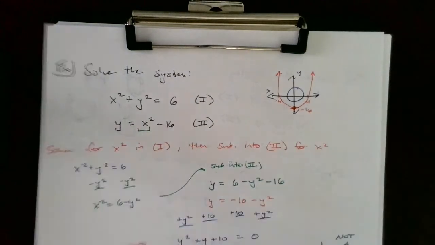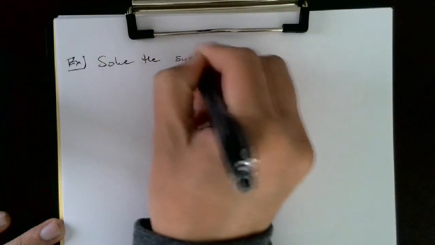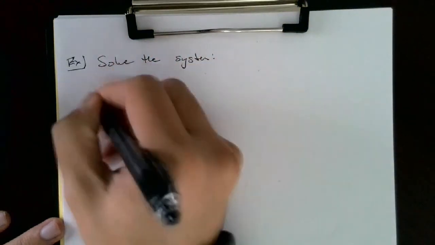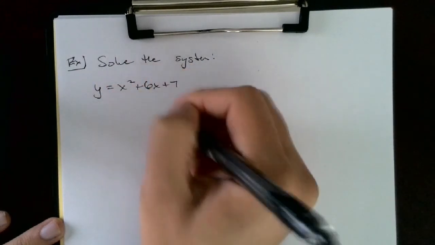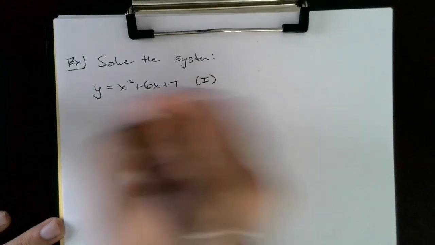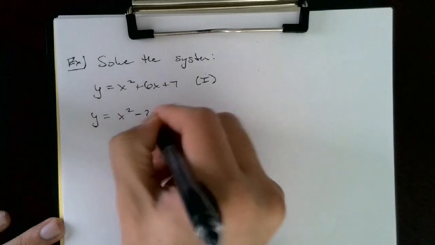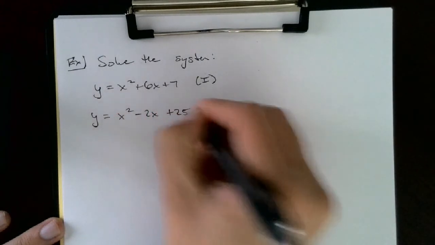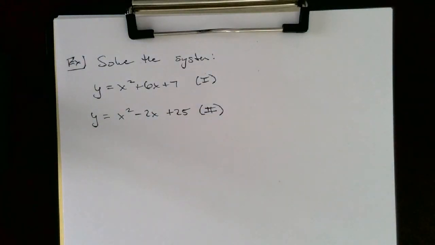Let's just take a look at one more. This one's actually probably easier than the previous few we've done. So if I said to solve the system, y equals x squared plus 6x plus 7, I'll label it equation 1, and y equals x squared minus 2x plus 25, I'll label that equation 2. You want to pause this and try it on your own.